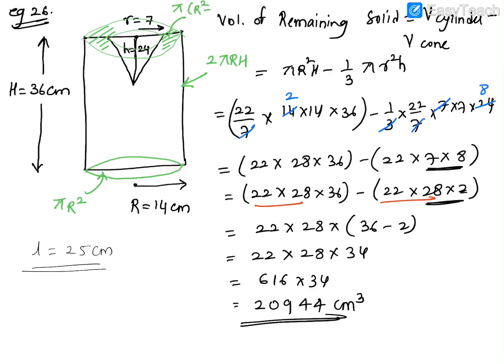Pi big R squared minus small r squared. And also they have carved inside, right? So we have to find the inner curved surface area also. What will be the inner curved surface area now? From here, it's going to be pi r l, small r and small l.